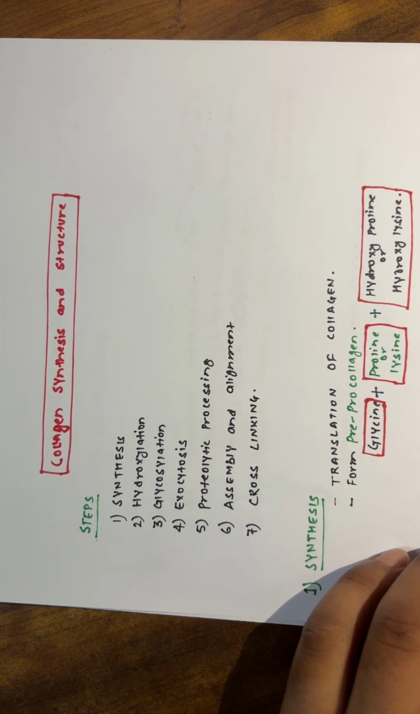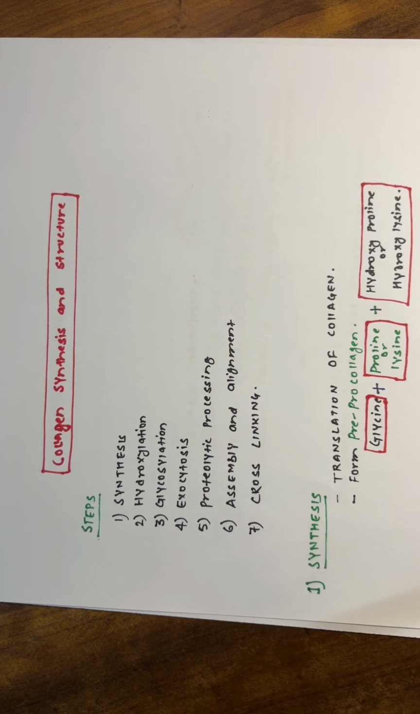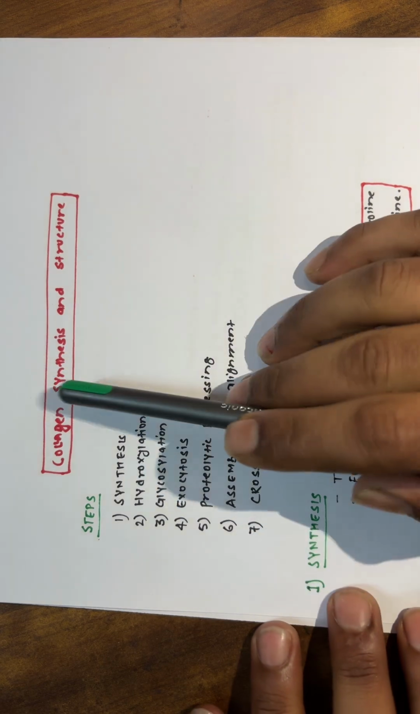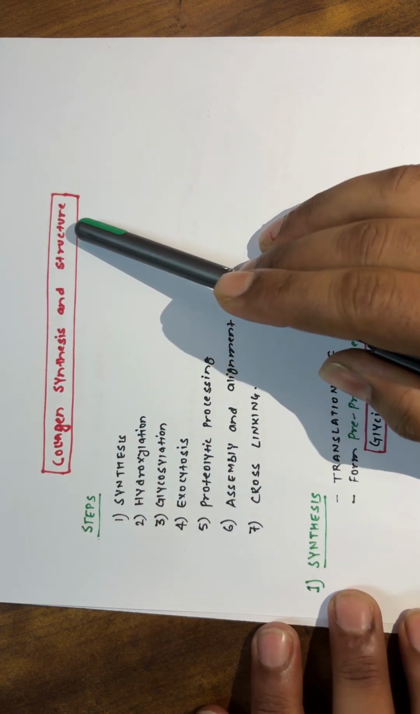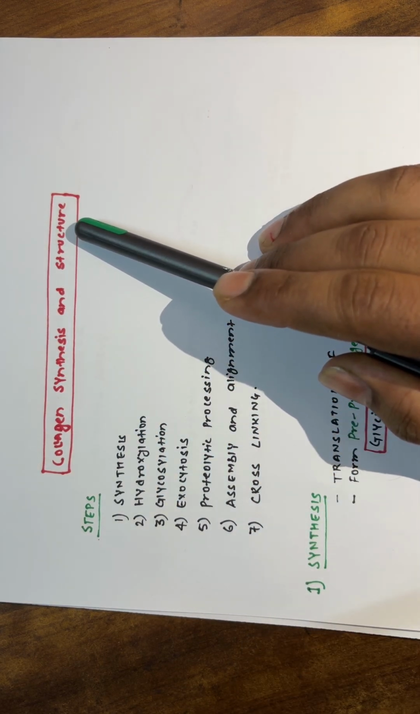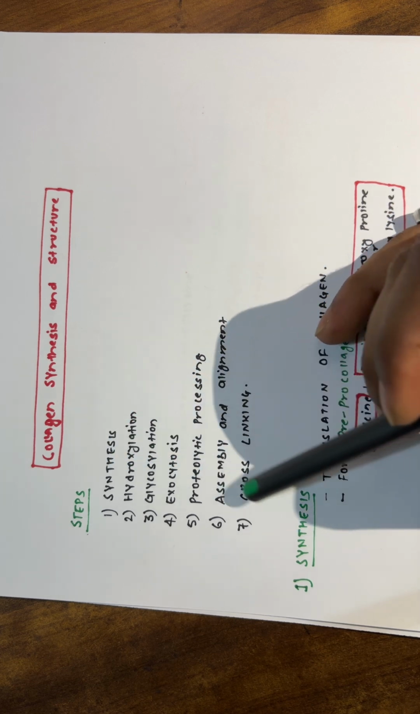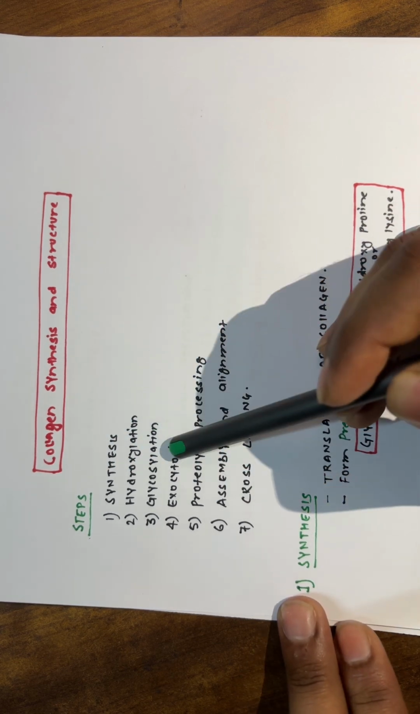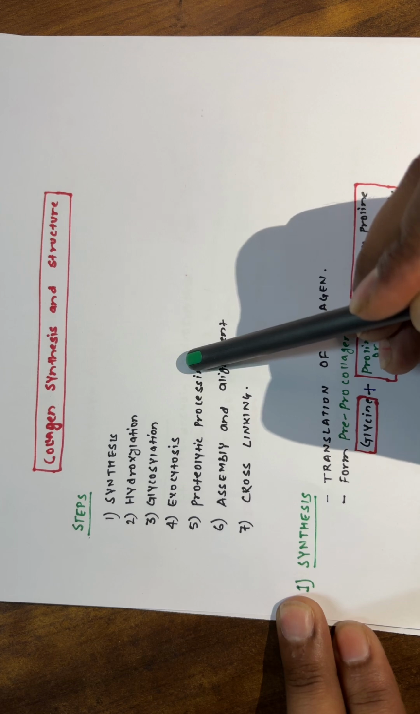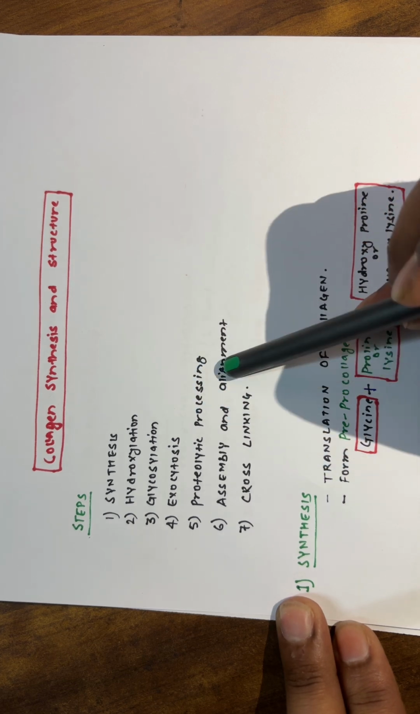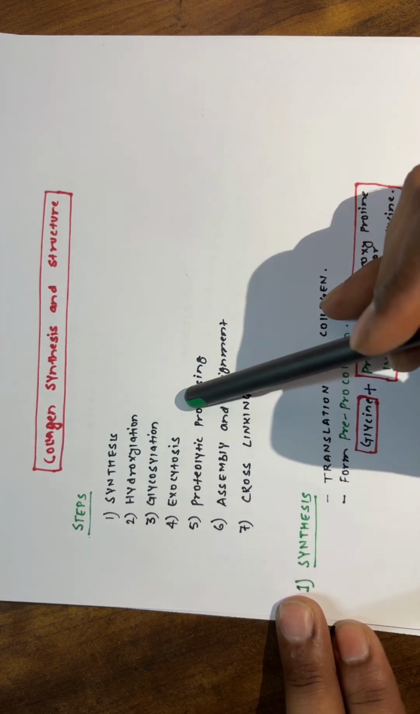So in our last video we discussed what collagen is and its various types. Now we are going to dive into the fascinating process of how our body actually builds collagen. We'll talk about collagen synthesis and its structure, and the important clinical diseases that occur when any of this process goes wrong. So the total steps are seven: synthesis, hydroxylation, glycosylation, exocytosis, proteolytic processing, assembly and alignment, and cross linking. We'll learn all these steps one by one.